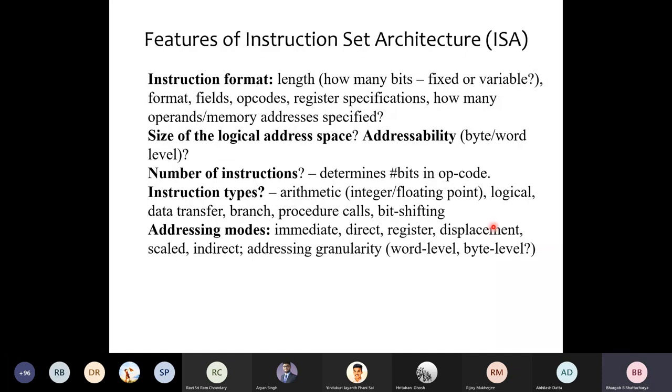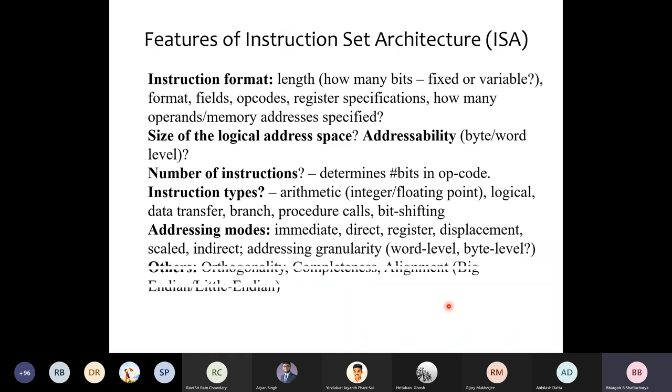How should I designate my addressing mode? There are several addressing modes, like immediate, direct, register, displacement, and so on. And when you study the MIPS assembly language, you will see different kinds of addressing modes there. So I will not discuss them in detail here.